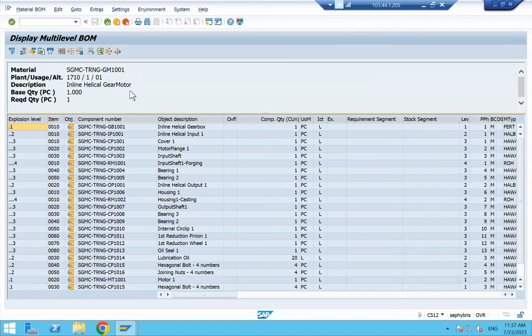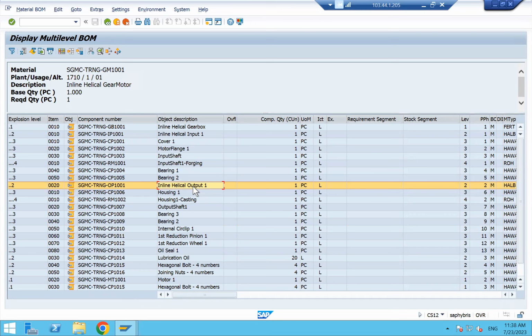Now, here, what's happening? I have to create a gear motor. For a gear motor, a gearbox is used. But in this multi-level BOM, to produce a gearbox, I need this inline helical, then I need the inline helical input, then I need the output. This is input. This is output.